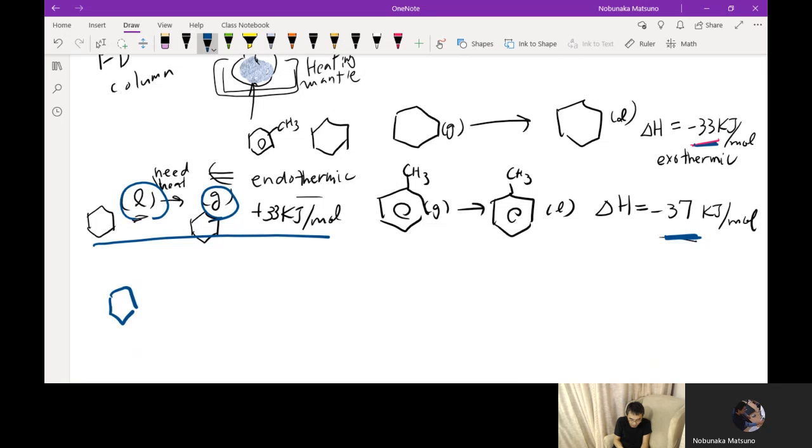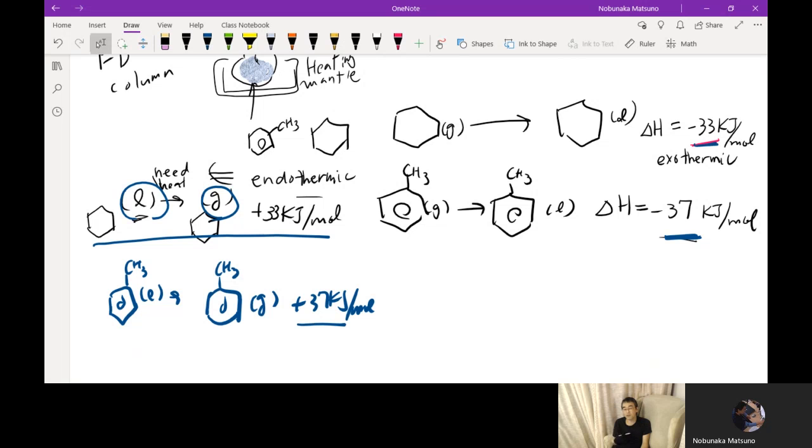So toluene liquid to toluene gas is plus 37 kilojoules per mole. That energy is released, but then that energy is used. So the overall net change would be 0, which means it's a little bit easier to re-evaporate, because more energy is available, and that available heat can further evaporate the cyclohexane.